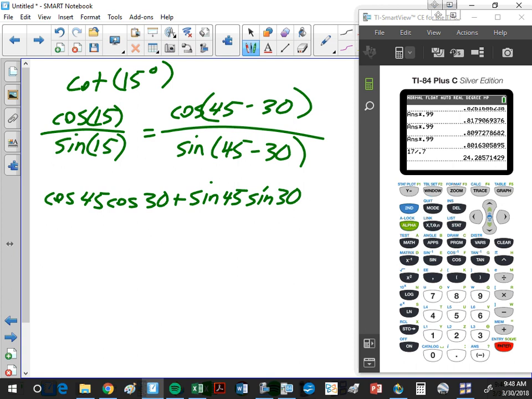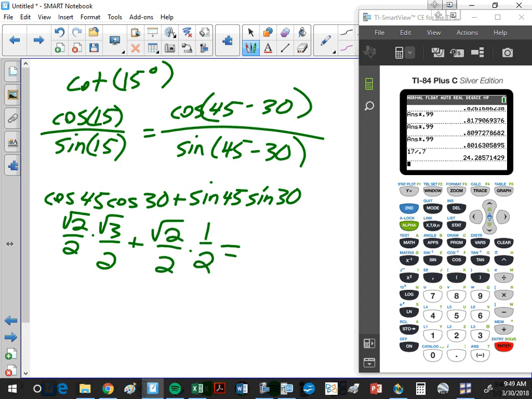Why do we like first quadrant angles? The answers are always positive. It's also nice to use third quadrant angles because they're always negative. So you don't have to think very much about what the signs are. Okay, this will be root 2 over 2 times root 3 over 2 plus root 2 over 2 times 1/2. So that gives me root 6 plus root 2 over 4.